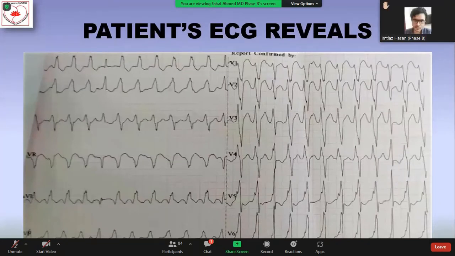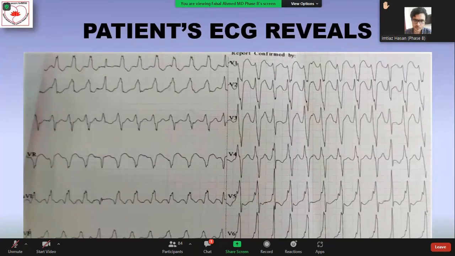Sir, I am Dr. Imtiaz, sir. I would like to say that this is a case of regular wide complex tachycardia, and as there is capture beat and AV dissociation, and QRS duration greater than 100 milliseconds, and also Josephson sign, it is most likely a case of ventricular tachycardia.